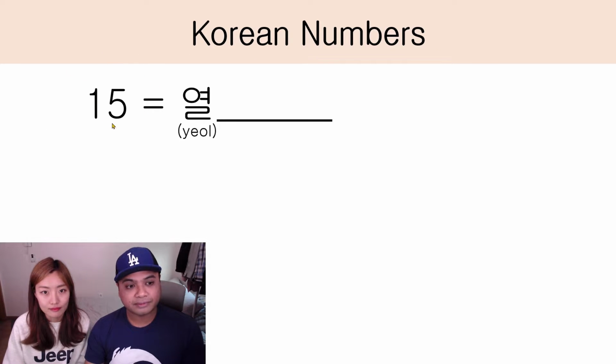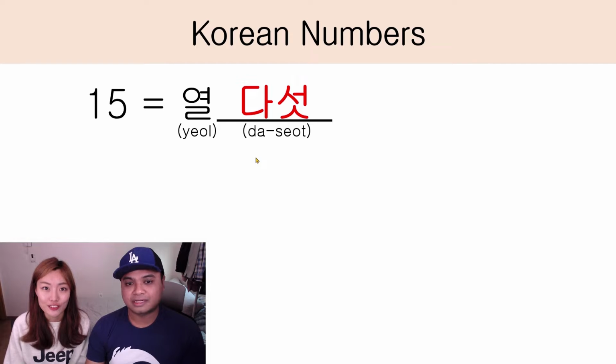So we have 15. We need to add 10 and 5 together, right? To say 10 is 열. And to say 5, you need to say 다섯. So to say 15, you have to say the 10 and the 5 together, which is 열다섯.